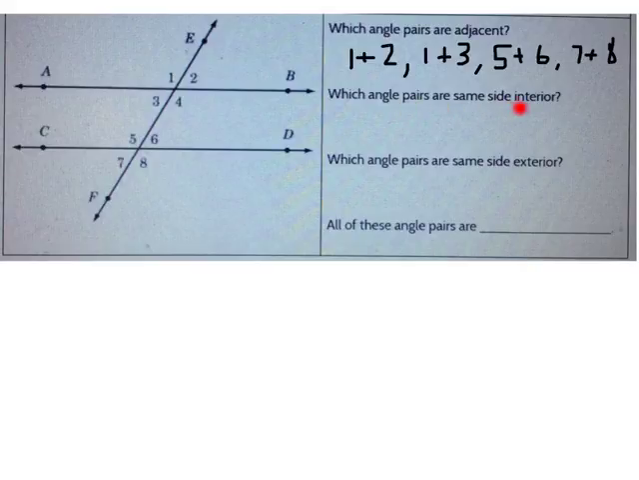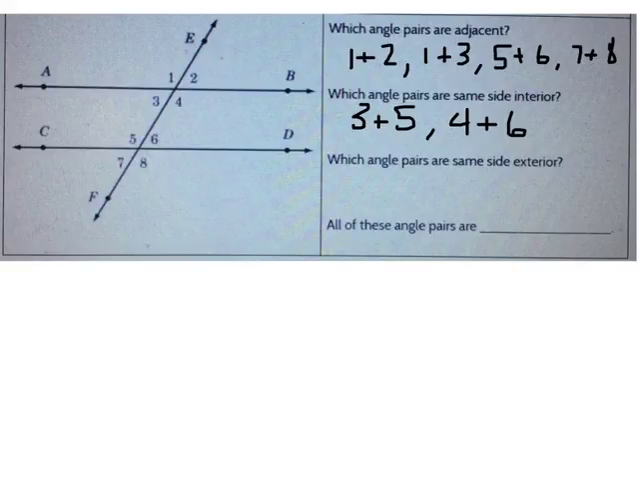Now let's look at which ones are same side interior. That means they're inside the parallel lines on the same side of the transversal. 3 and 5 are on the same side and interior angles. And 4 and 6 are on the same side, interior angles.